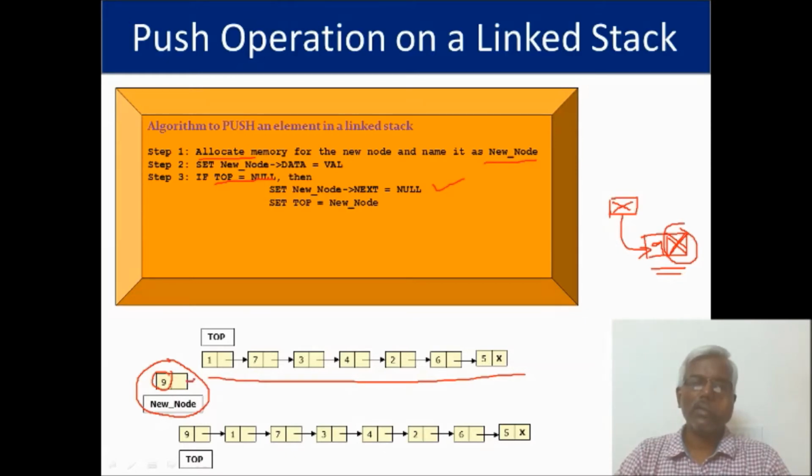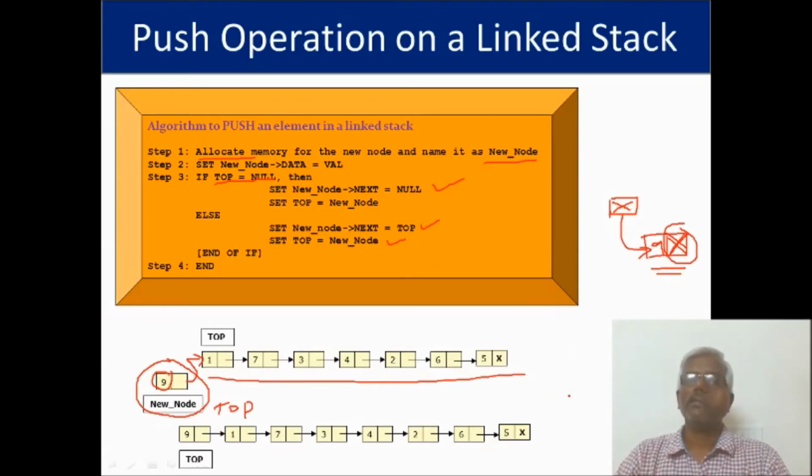Now the new node's next should point to top, and hereafter the new node is going to act as the top. So here also two things should happen. One is new node of next is equal to top. Second one is top is equal to new node. As I already said in the previous topic, if you are very good at singly linked list, you don't need to bother about stack. So this is the algorithm to push an element in a linked stack.